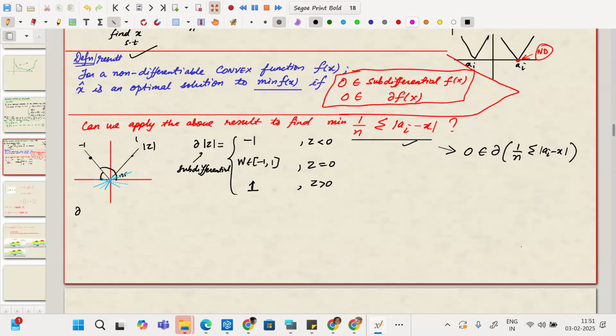Okay, let us compute the subdifferential of say ai minus x hat. I want you to think in this perspective. Now you know the subdifferential of z. I want you to think about the subdifferential of this element here. So this depends. How can you think about it? That's my question.